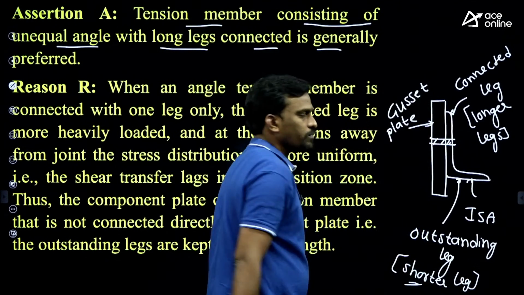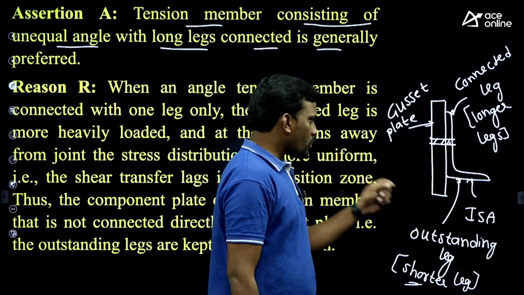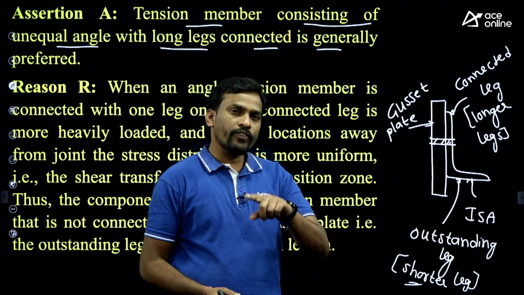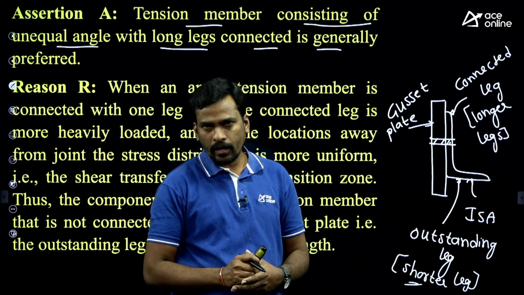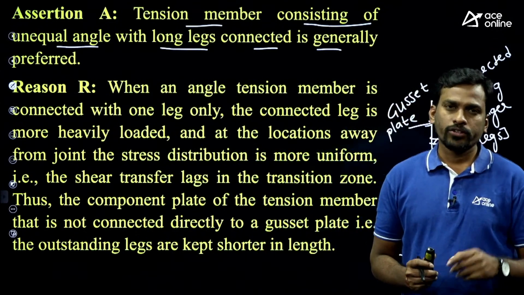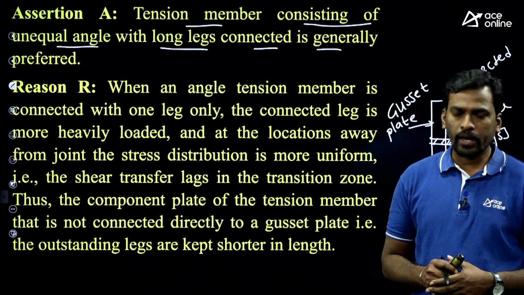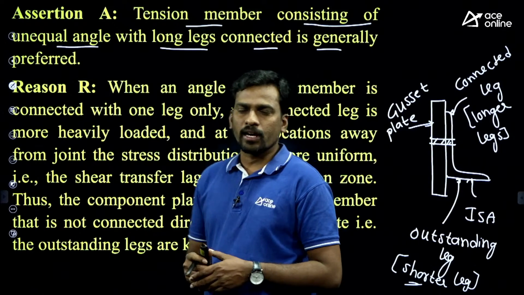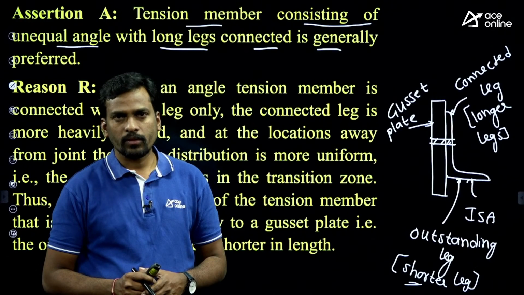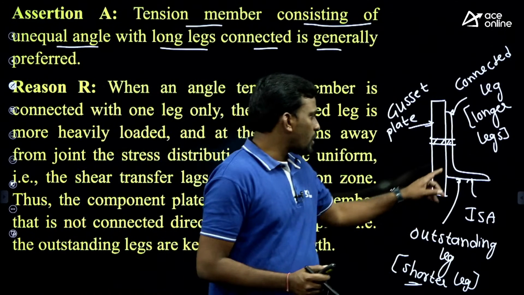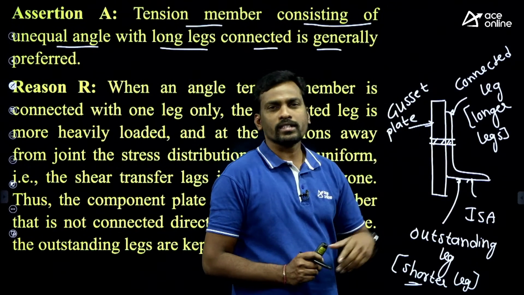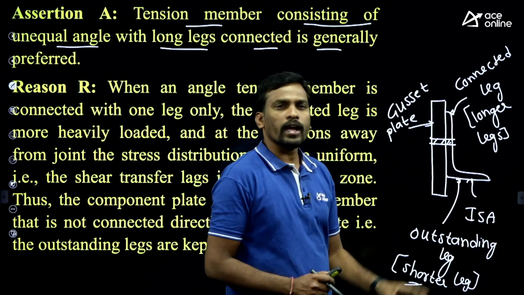I have given all these points. Students, there is no effect of shear lag in the connected leg, right? There is an effect of shear lag only in the outstanding leg. Because of the shear lag effect, there is a reduction in strength of the tension member. It means outstanding legs are less effective in transferring tensile force. So this is the reason the connected legs are always longer legs: the longer leg is connected to the gusset plate and the shorter leg is the outstanding leg.